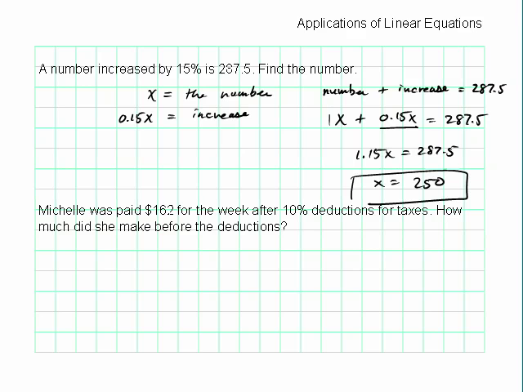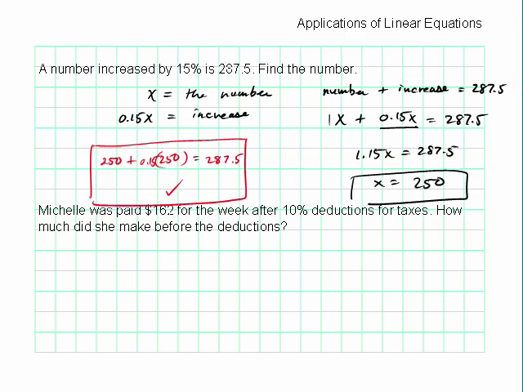Here's our check. If we take 250 and we add on 15% of 250, which looks like this, type that in your calculator and you're going to get 287.5. And so it works. All right, next one.